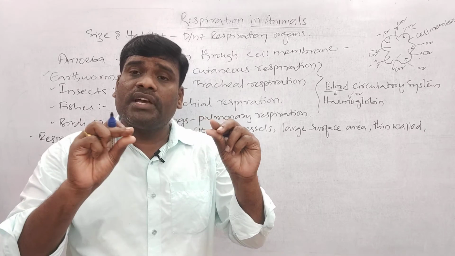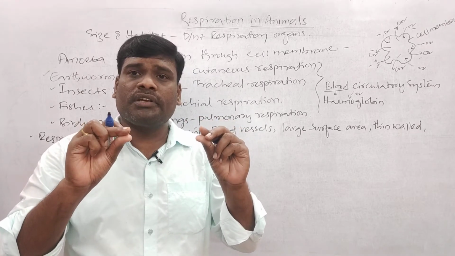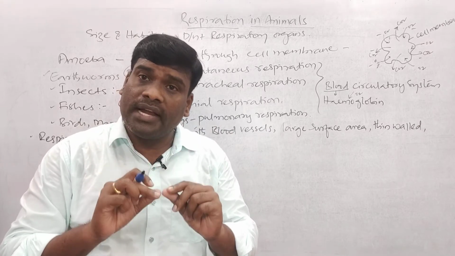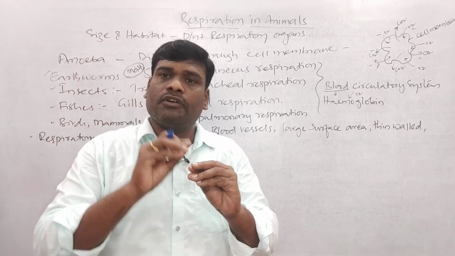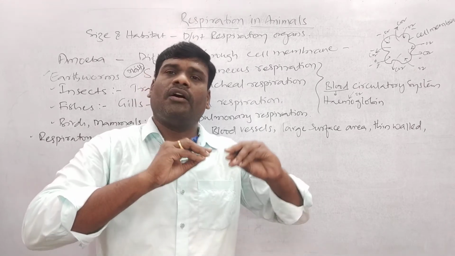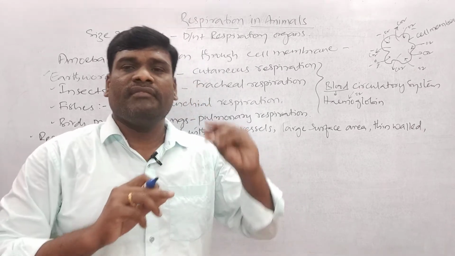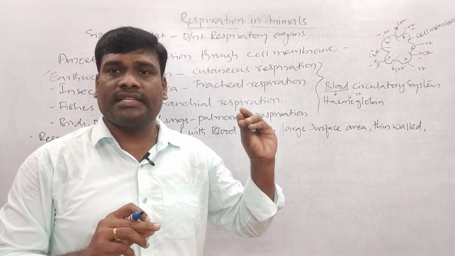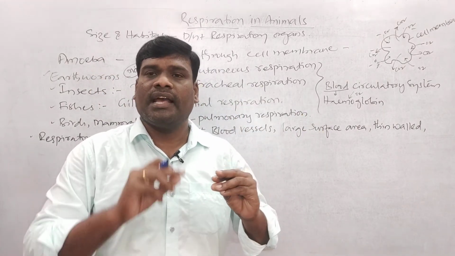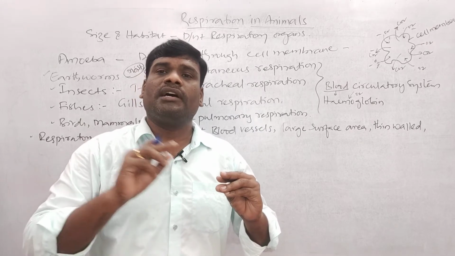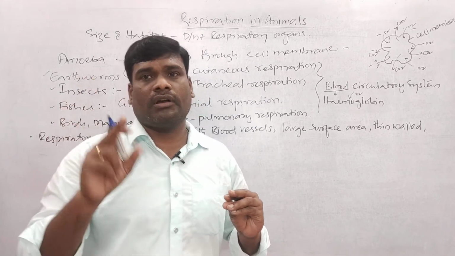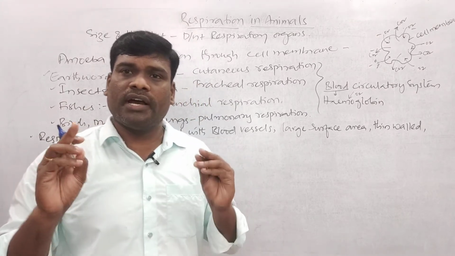The skin of the earthworm is rich in blood vessels, and these blood vessels contain blood, and it directly absorbs the oxygen. That oxygenated blood will be supplied to the different cells in the earthworm. In the same way, carbon dioxide is also collected, and through the skin itself, the carbon dioxide is expelled outside from the body of the earthworm.